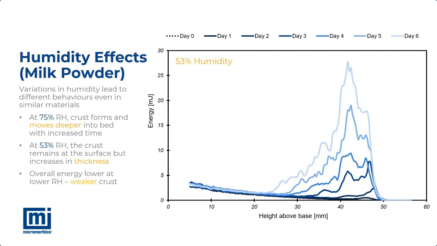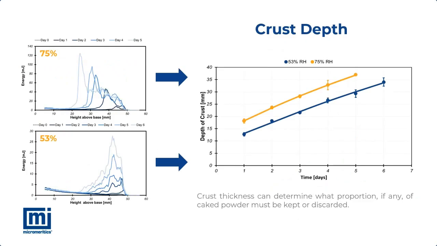Importantly though, in both cases we see the preservation of the region below the crust, across the timescale of the experiment at least. We can also see that the overall depth of the crust, whilst a little thicker at 75% RH, evolves in a similar way for both samples. In both cases though, the crust thickness will of course determine what proportion of powder remains available for use once the crusted region is discarded.